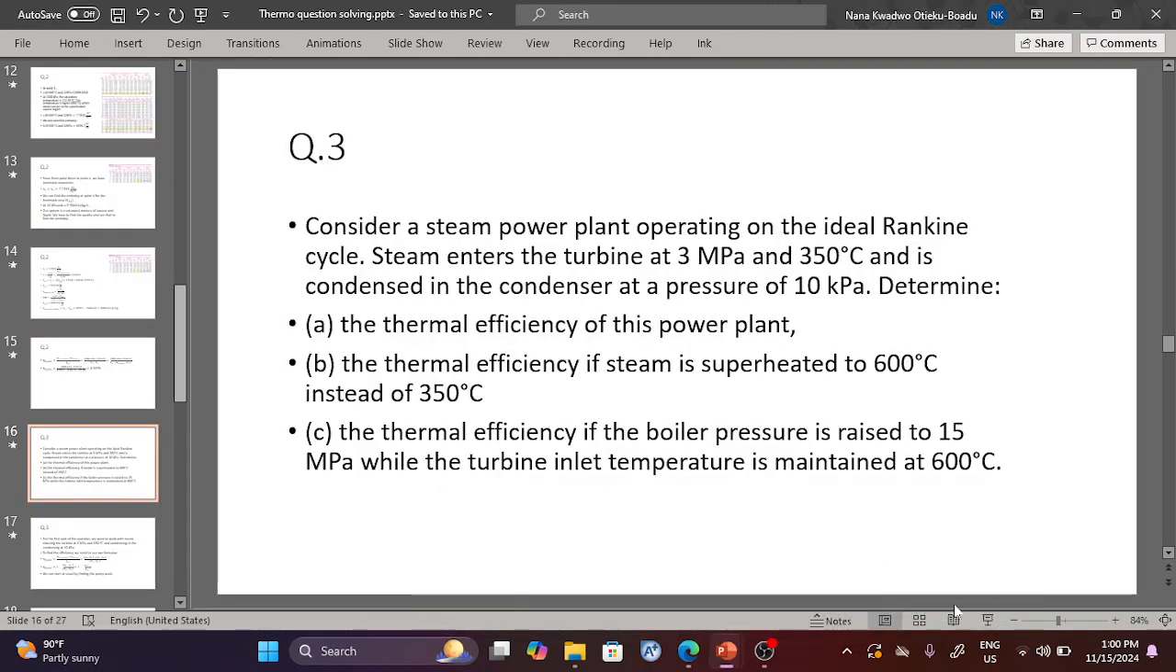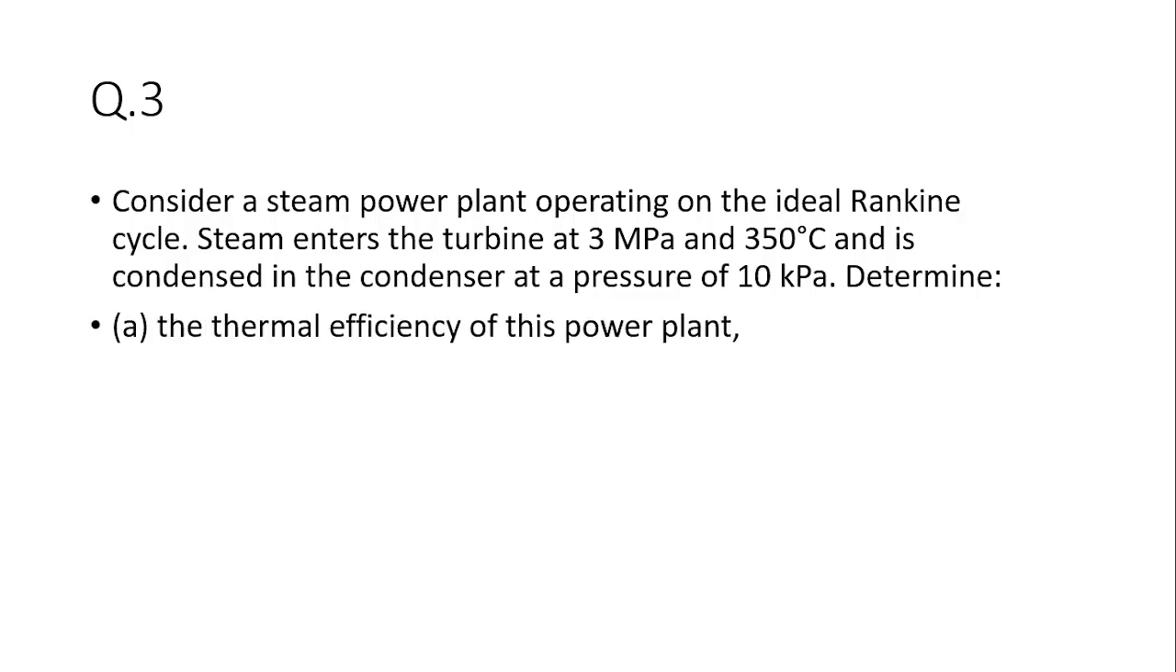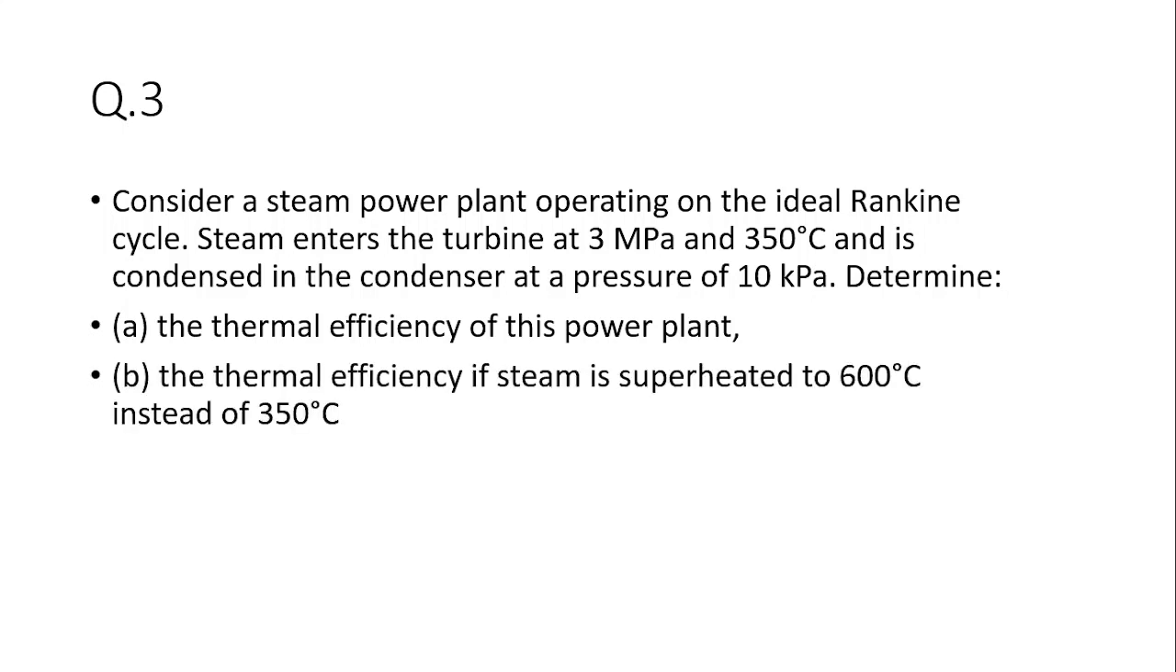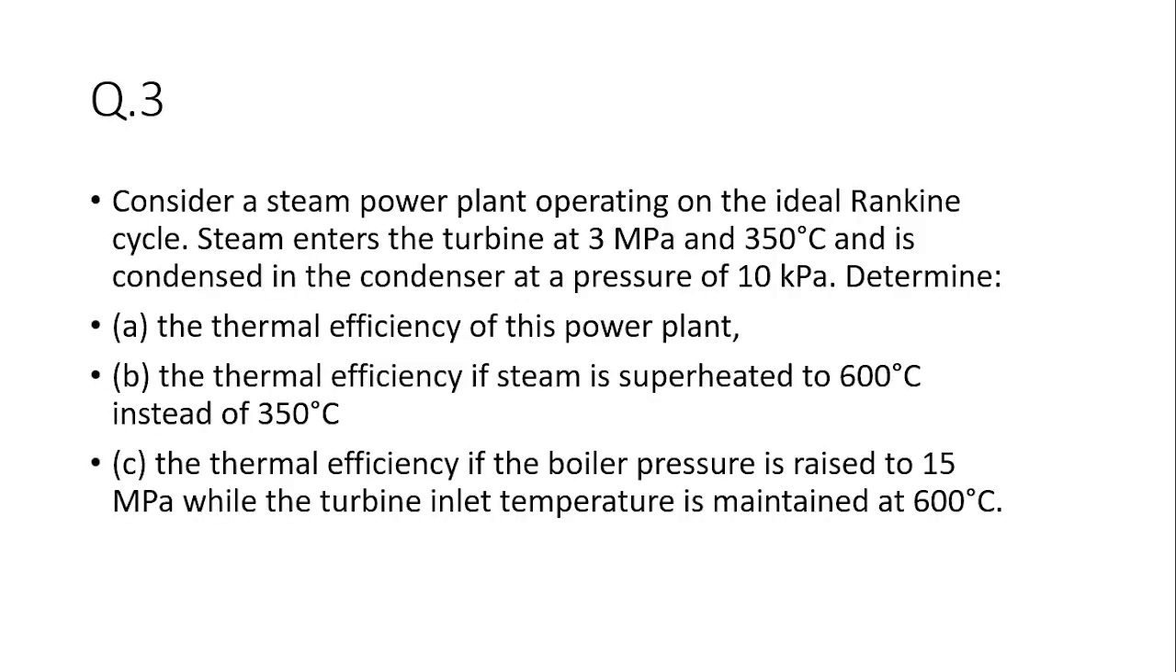So this is our last question. Consider a steam power plant operating on the ideal Rankine cycle. Steam enters the turbine at 3 megapascal and 350 degrees Celsius, and it is condensed in the condenser at a pressure of 10 kilopascal. You're supposed to determine the thermal efficiency of this power plant, and the thermal efficiency if the steam is superheated to 600 degrees Celsius instead of the 350. Then the thermal efficiency if the boiler pressure is raised to 50 megapascal while we maintain the inlet temperature at 600 degrees Celsius.